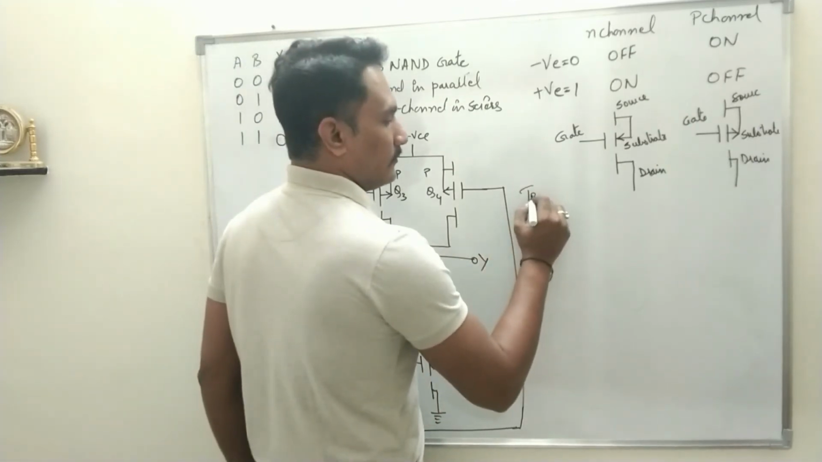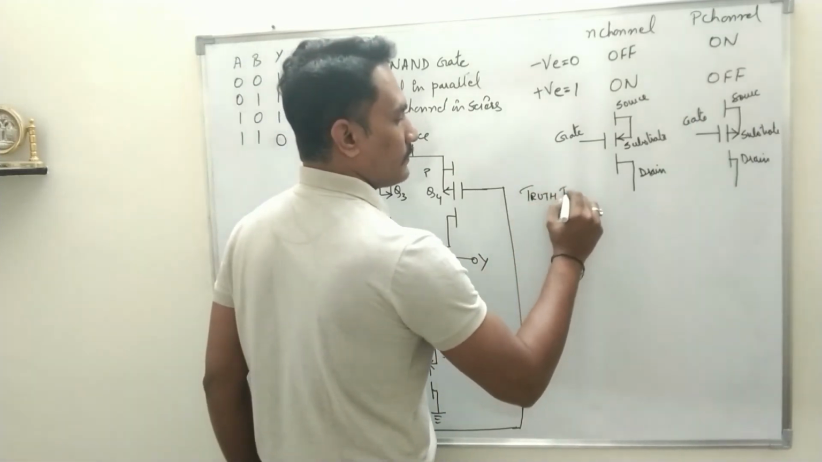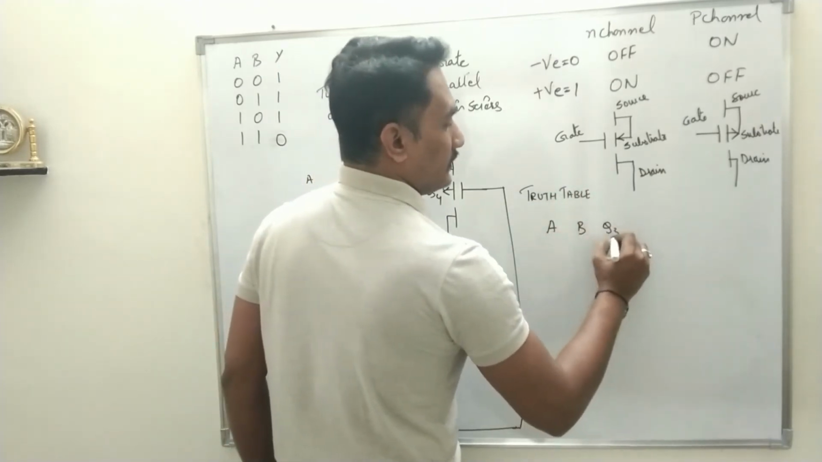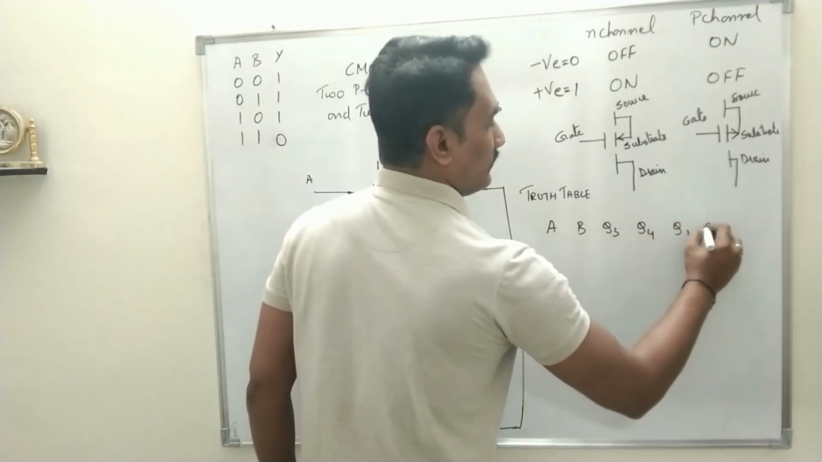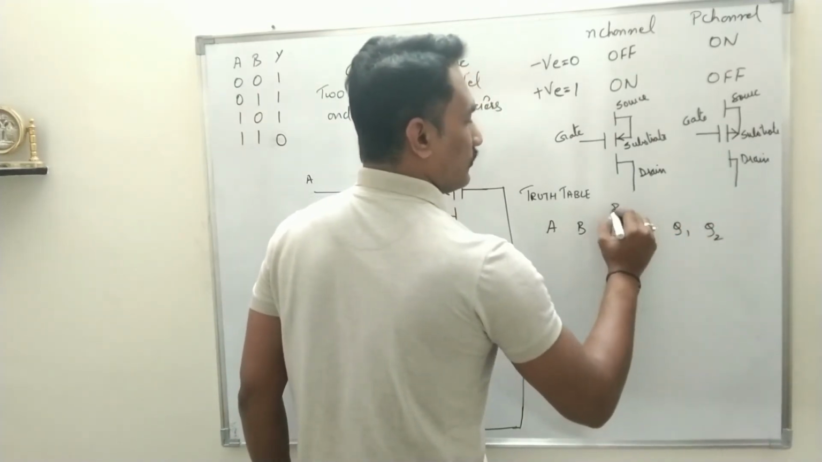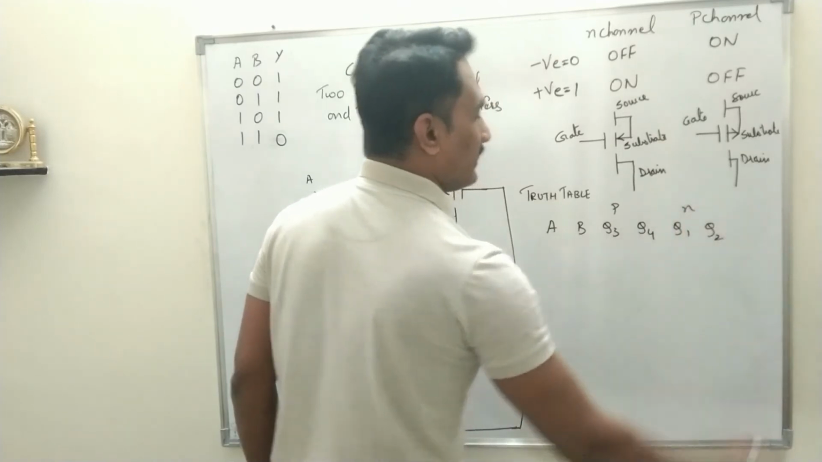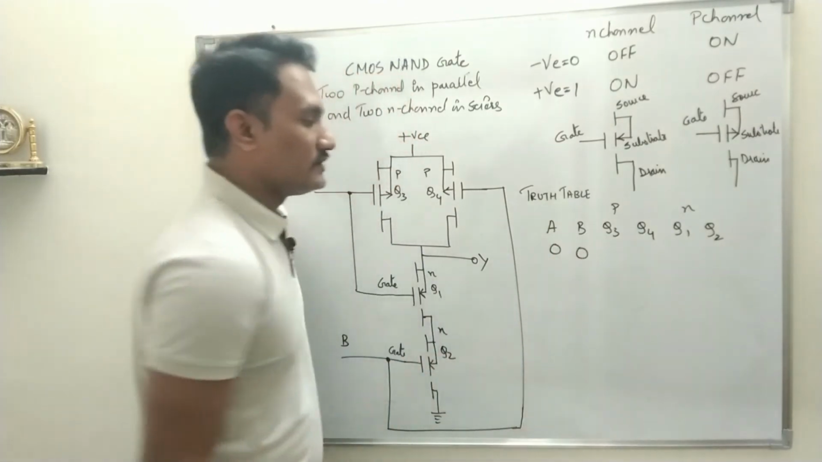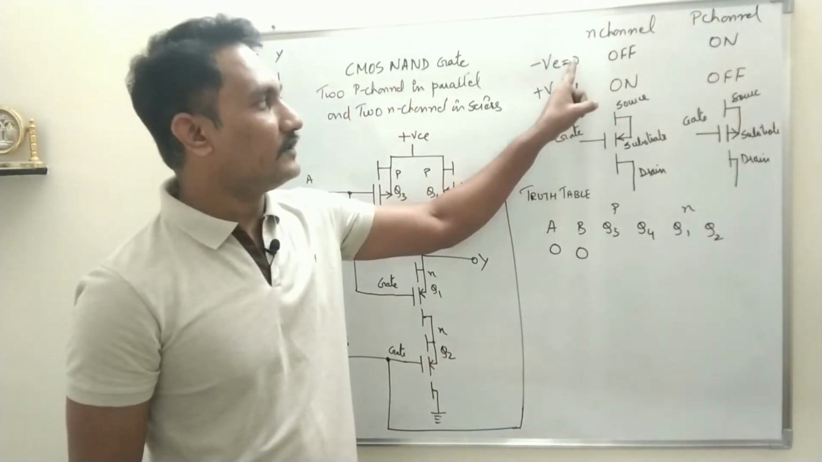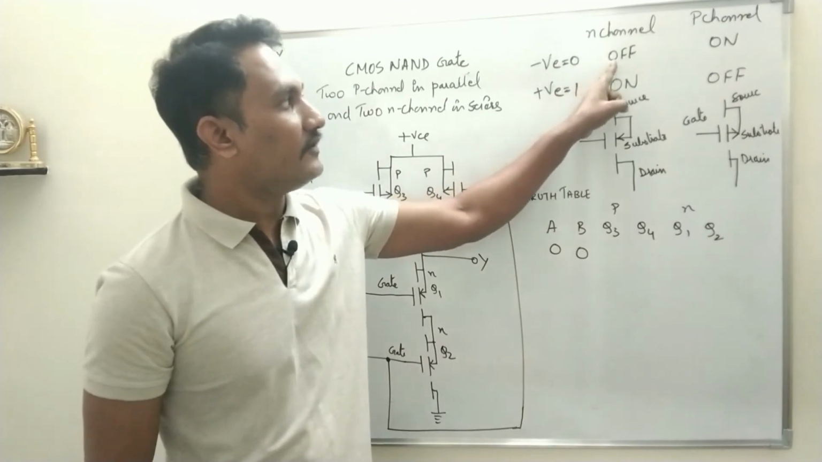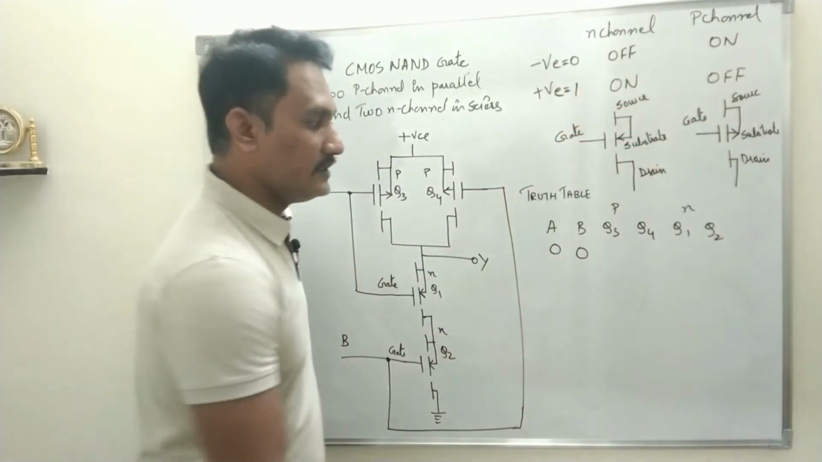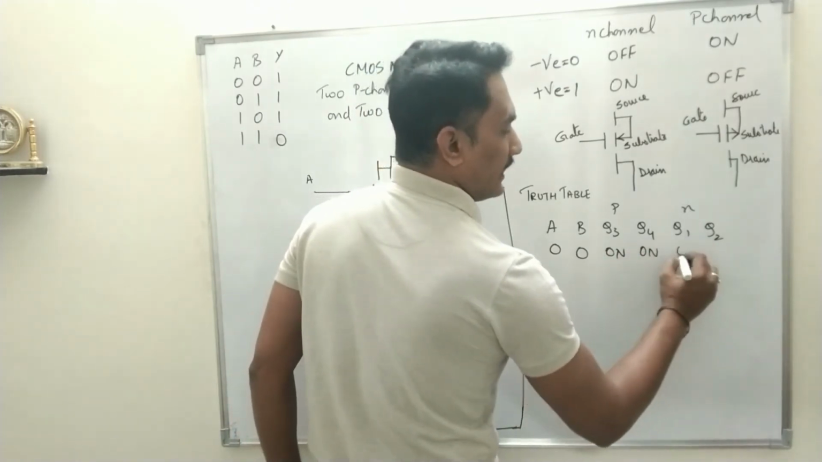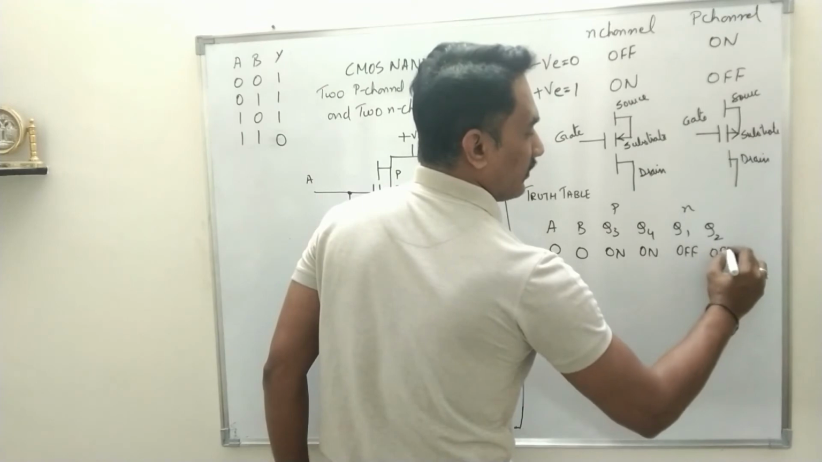So, truth table: A, B, Q3, Q4, Q1, Q2. Q3, Q4 both are P channel, Q1, Q2 both are N channel. If you give 0 to A and B, now you see what happens when you give 0. When you give 0, N channels are off, P channels are on. That means both Q3 and Q4 will be on, Q1 and Q2 both will be off.